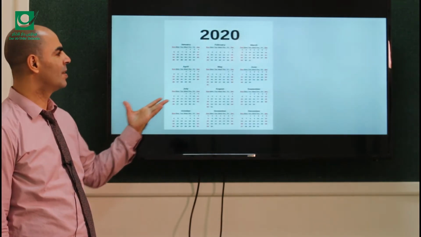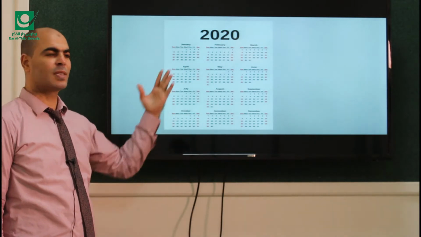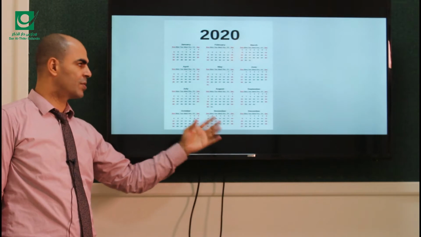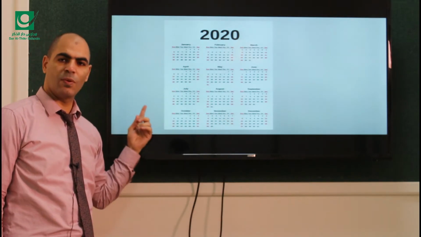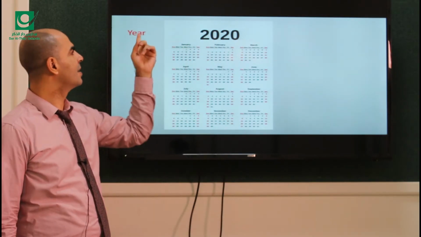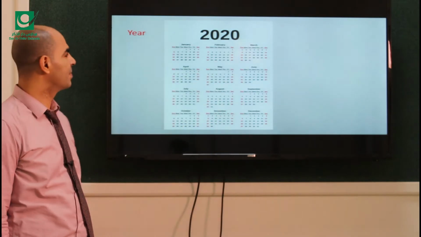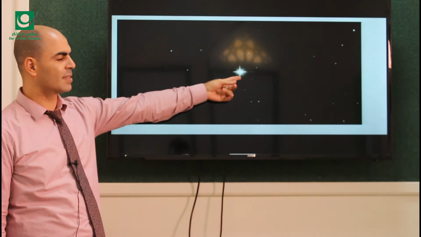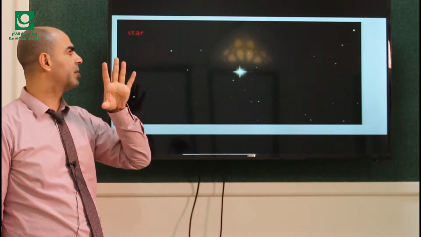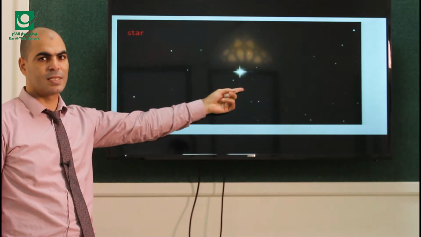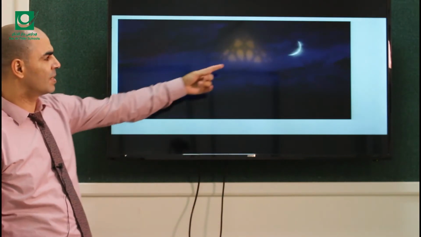As you know, what can you see here? What's this? We have January, February, March. You know, we have 12 months in what? In a year. So this is a year, okay? And what about this? It's a star, okay? Does it give light? Yes. What about this?